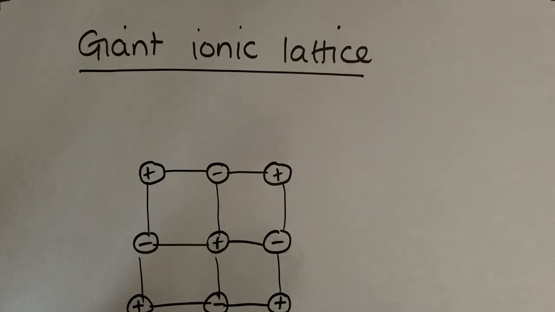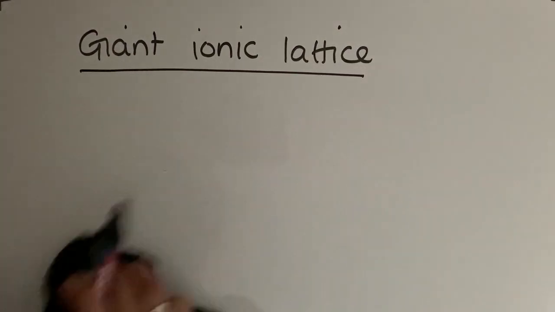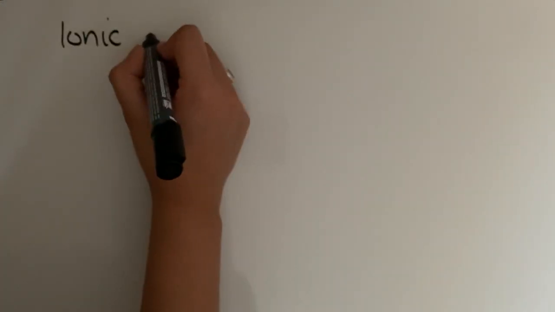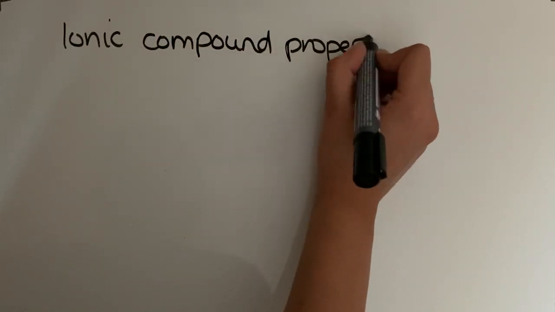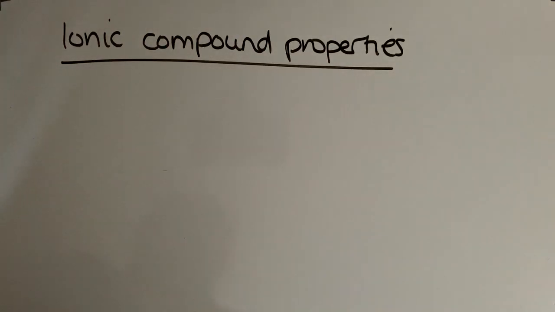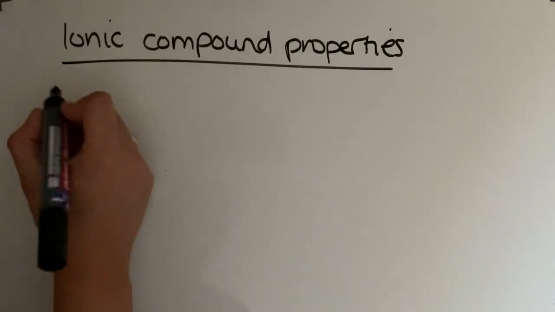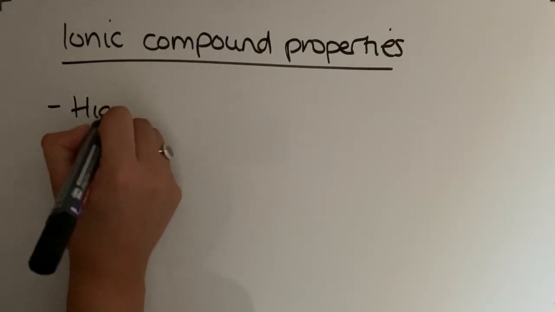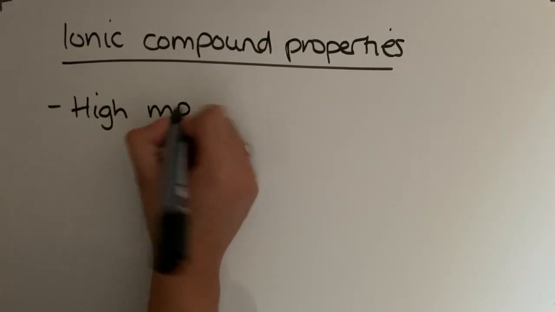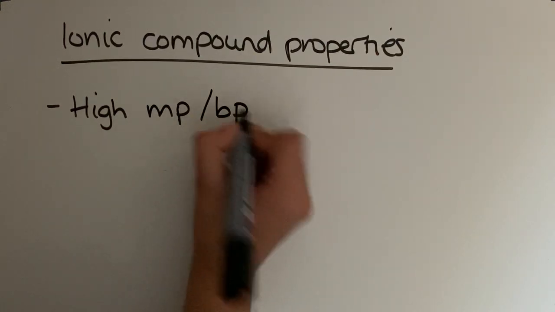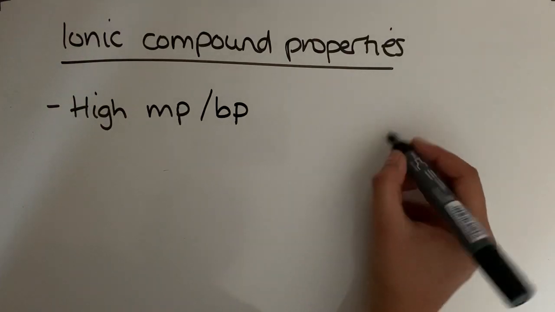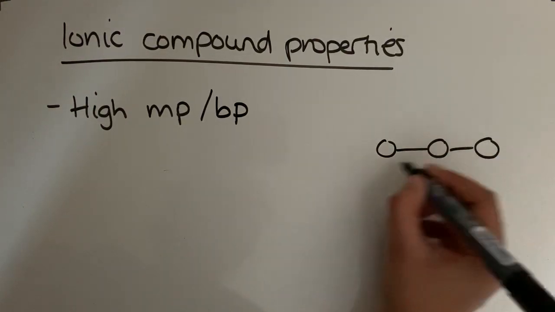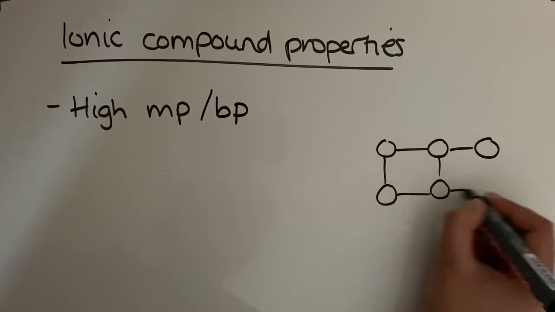All right. Let's now have a look at the properties of ionic compounds. There are 3 properties that I want to address. The first one is melting point and boiling point. You need to know that all ionic compounds have high melting points. I'm just using MP for melting point and BP for boiling point. They have very high melting points and boiling points. The reason being, in that thing that I just drew where we had the ionic lattice, imagine it's in 3D.